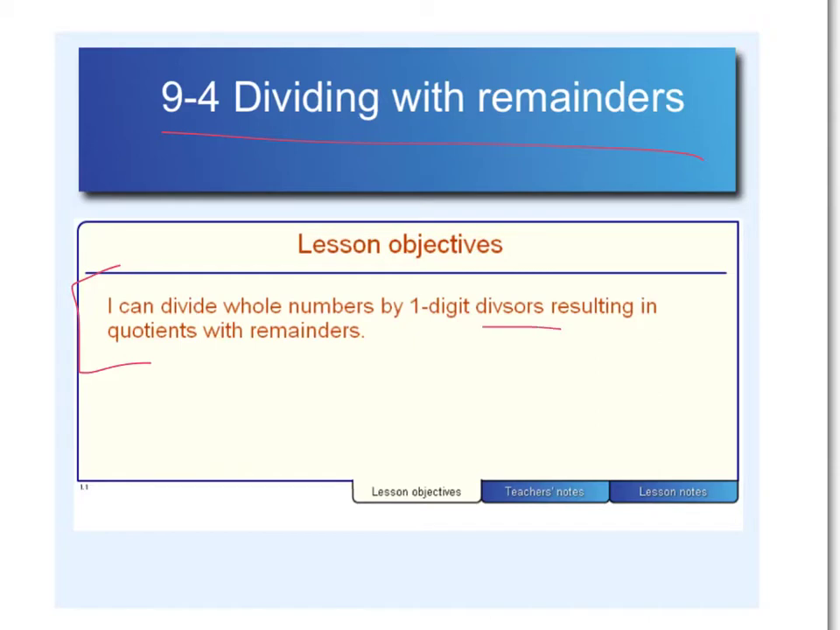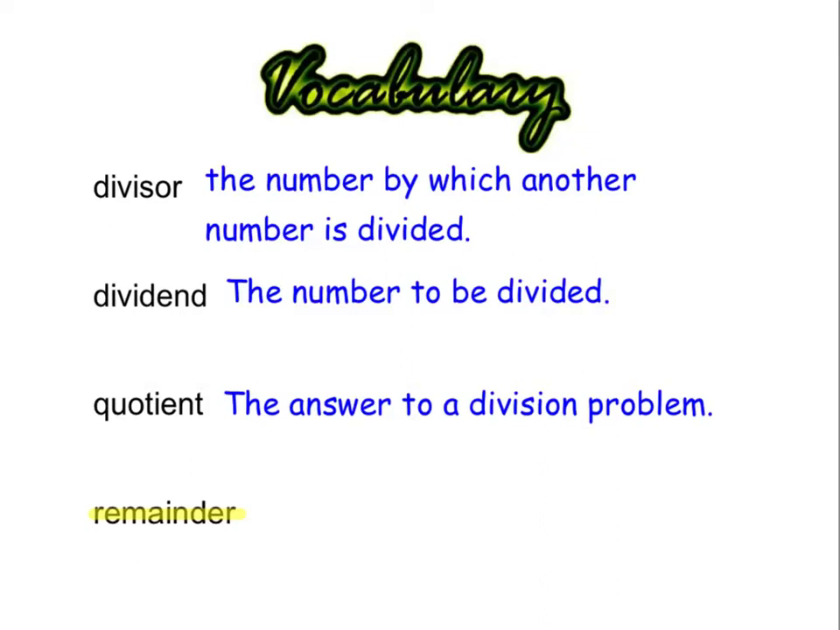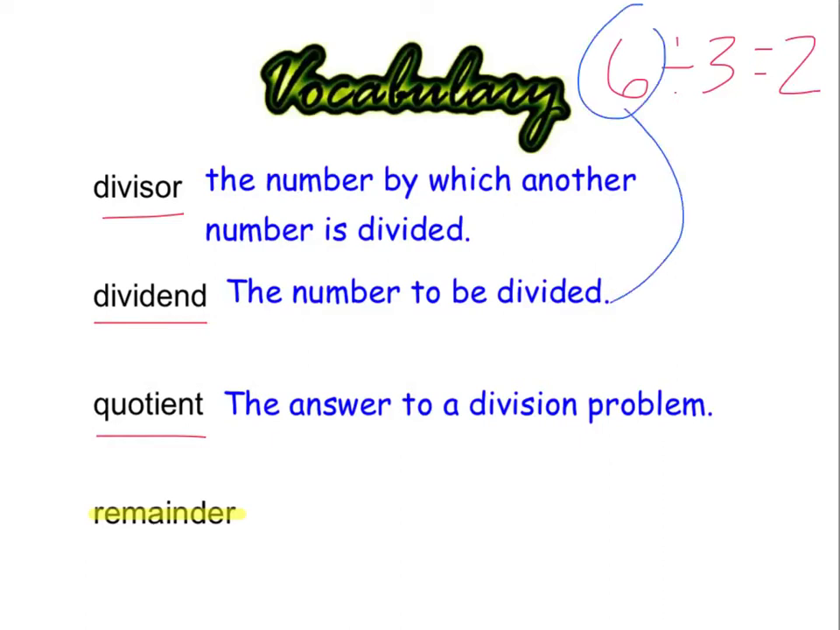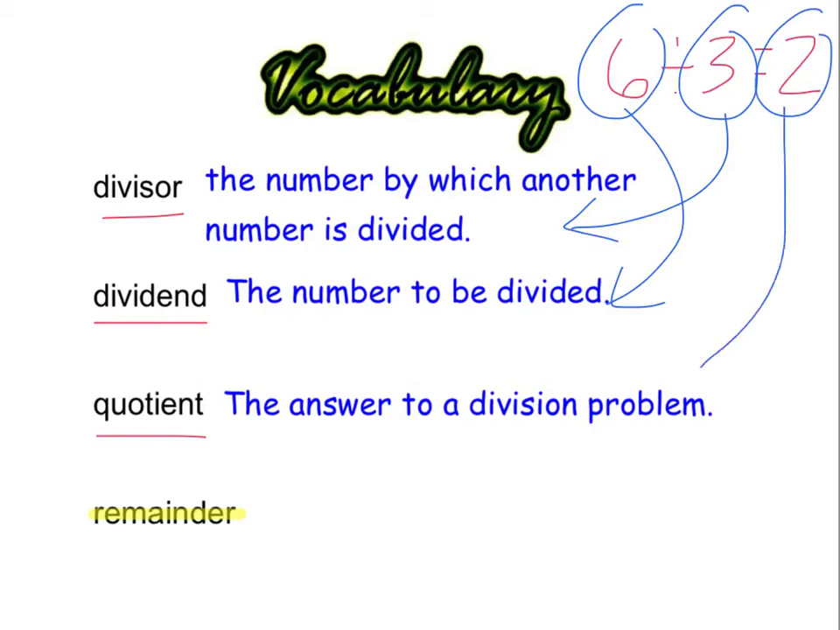Now, divisors and quotients, those are some of our vocabulary words that we know of, and they are right here. So, divisor, quotient, we just talked about those. Dividend, so just as a quick reminder, 6 divided by 3 equals 2. 6 is the dividend, 3 is the divisor, 2 is the quotient.